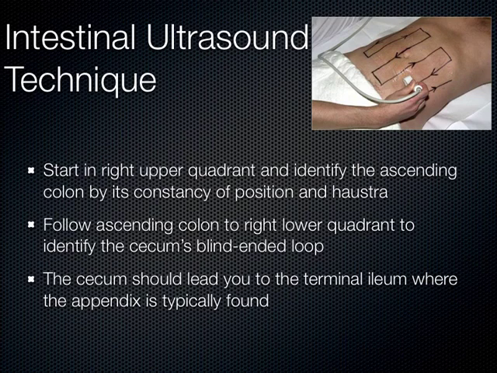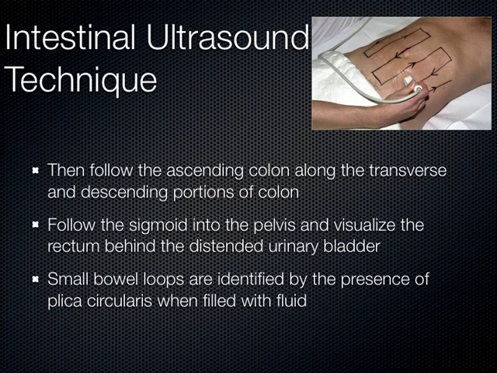Anyway, so you follow that ascending colon down to the right lower quadrant, and that's where you expect to see the cecum with this blind-ended loop there, which brings you to the terminal ileum, where the appendix juts off of. And then once you're at the appendix, you can go back up the ascending colon and then go across the transverse, down the descending portion of the colon. You'll see the sigmoid down in the pelvis, and the rectum, if you want to see that, very easy to see almost always. It's right behind a nice fluid-filled bladder.